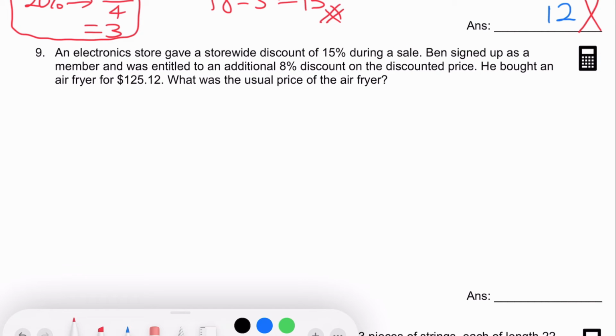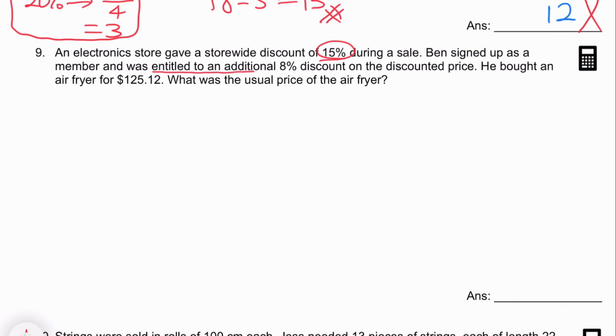An electronics store gave a store-wide discount of 15% during a sale. Ben signed up as a member and was entitled to an additional 8% on the discounted price. That means the new 100%. He bought an air fryer for 125.12. Was the usual price of the air fryer? So we're going to work backwards.